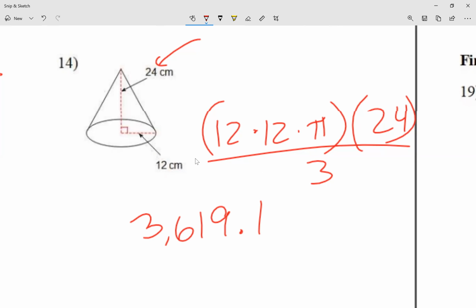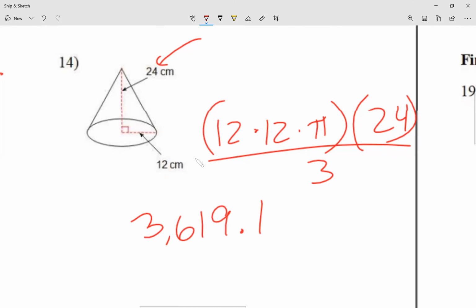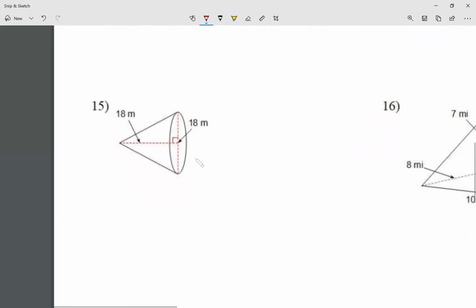Okay. Make sure you read the instructions. And on the homework, I'm going to vary. Sometimes I might ask you for 1 decimal place. Sometimes I might ask you for 2 decimal places. I want to make sure you are reading the instructions. So pay attention to that. Let's take a look at question number 15.